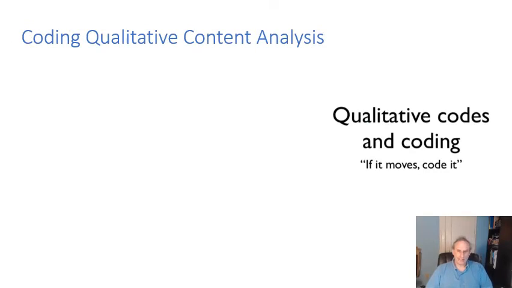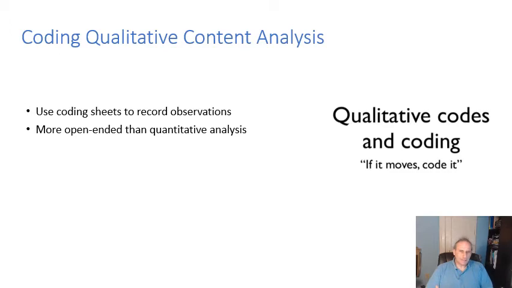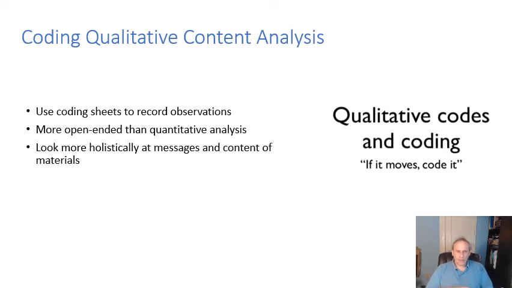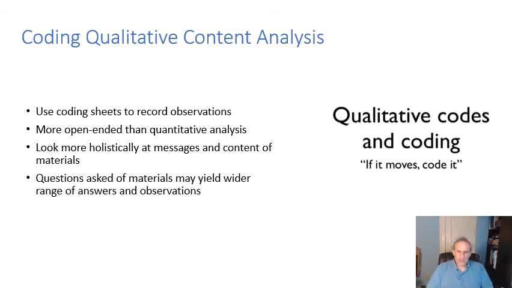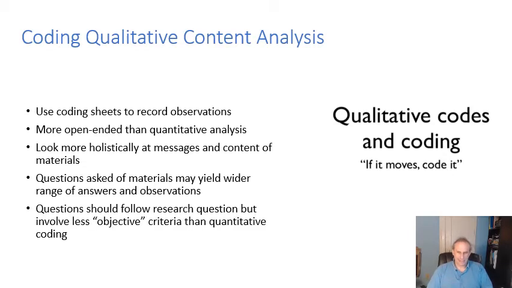Now, for qualitative content analysis, the coding is slightly different. You're still using coding sheets to record your observations, but it's more open-ended than quantitative analysis, more like when you did coding for interviews. You look more holistically at the messages and content of the materials. The questions you're asking of the materials may yield a wider range of answers and observations that go beyond any initial hypotheses or hunches you may have had. It may generate new hypotheses, new themes, new correlations you hadn't expected to see.